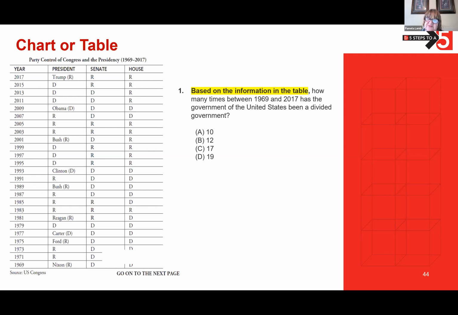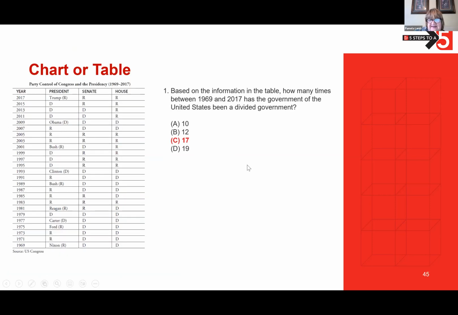You notice this question might take a little more time because you do actually have to go back and count. This is one of the kinds of questions where you might want to write in the book. You might want to put a check mark beside the ones that are divided government so that you can go back and easily count. And you guys are excellent. You got it right. 17 of them.